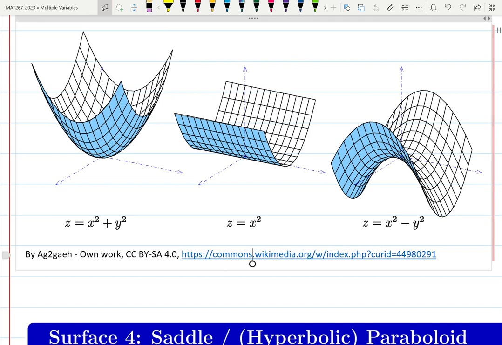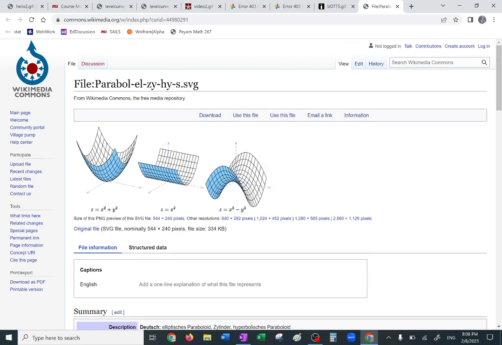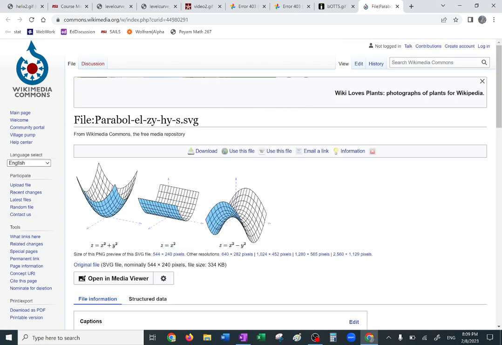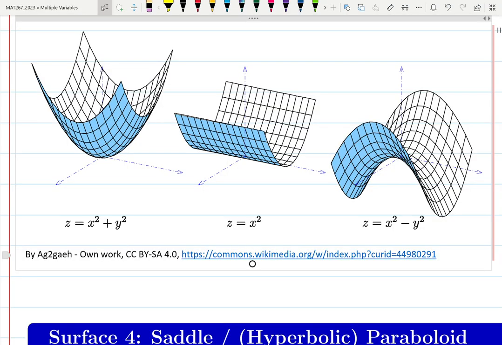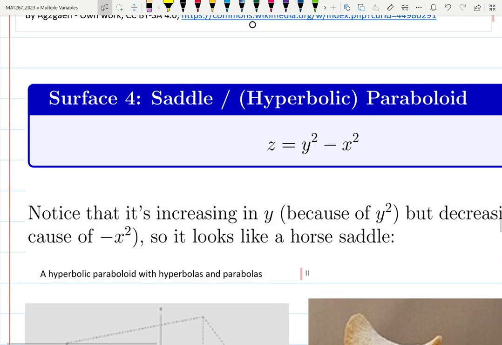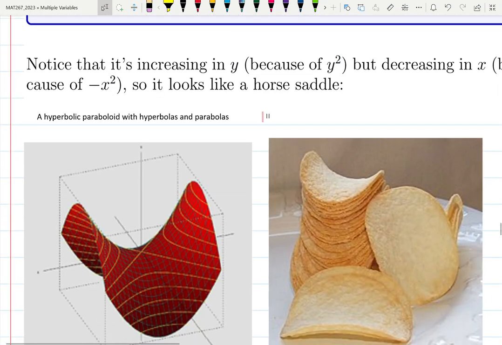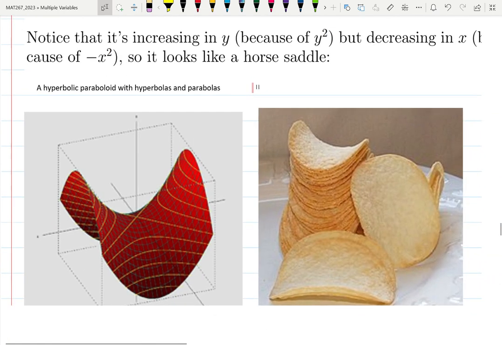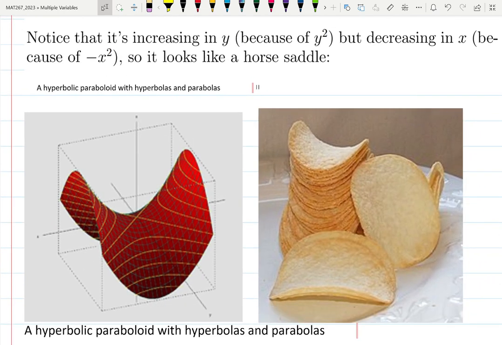Those I took from Wikimedia. These are the shapes. I think they can be moved. Anyway, hyperbolic paraboloid is a chip. We're going to be talking about this chip a lot. Oh, yeah, it is. Yeah, I remember. So the hyperbolic paraboloid with hyperbolas and parabolas at the same time.